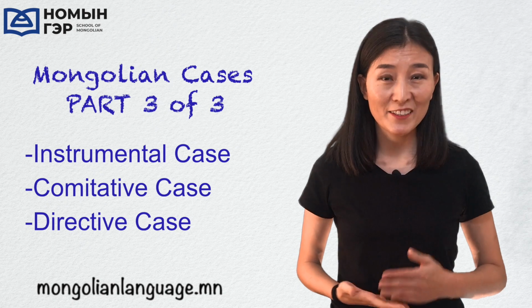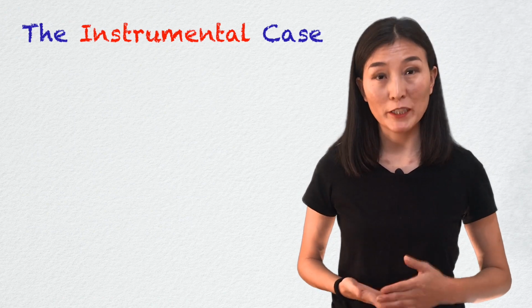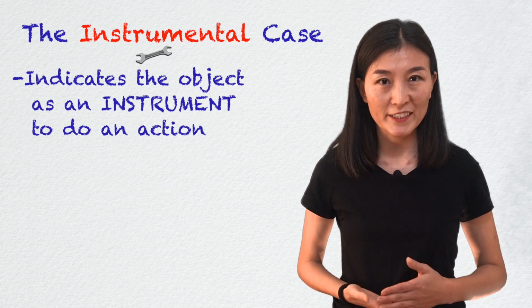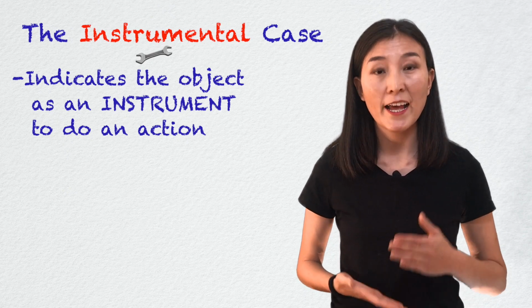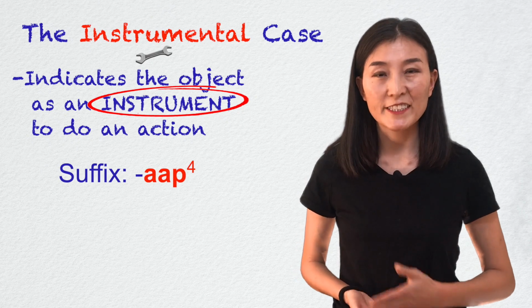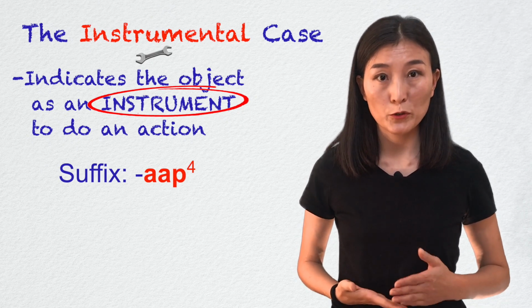If you already watched the first 2 videos, this isn't gonna get any harder. We're just learning some new materials. Let's get started. The first case of today's video is the instrumental case. Instrumental case indicates the object as an instrument to do an action. The suffix is "ar", which is added to the object according to the vowel harmony.